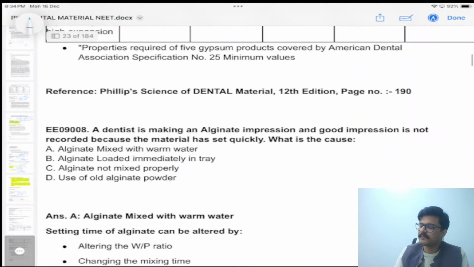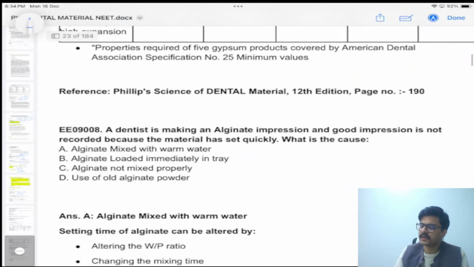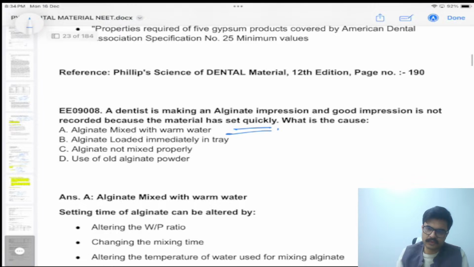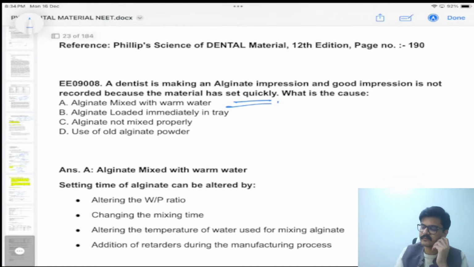Dentist is making an alginate impression. Good impression is not recorded because the material has set quickly. This is a commonsensical question. When you want to retard your setting time, or increase the setting time, you use cold water. So probably alginate was mixed with warm water, or your source water, that is water running in the tap of your operatory, consists of more salts like magnesium salts, right? So that also accelerates the reaction.